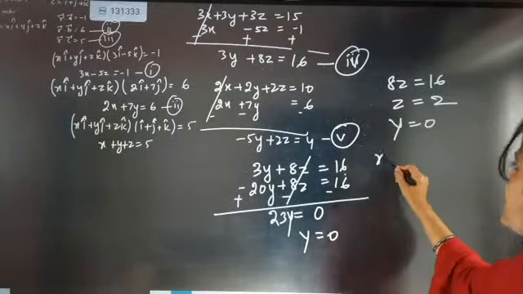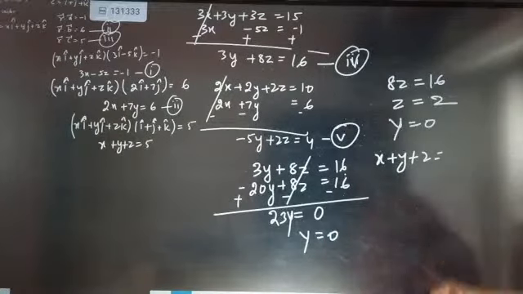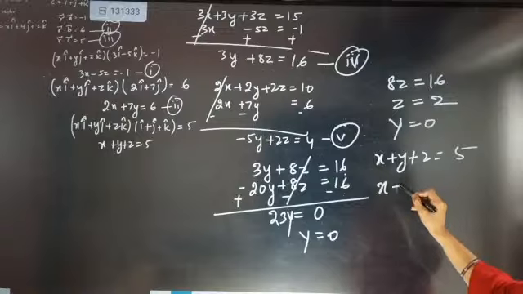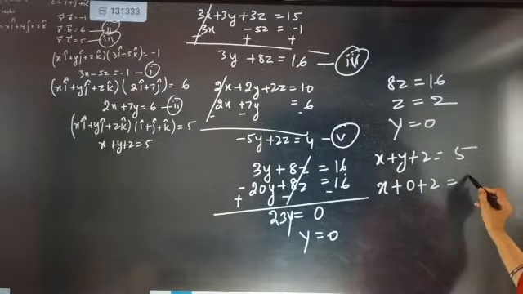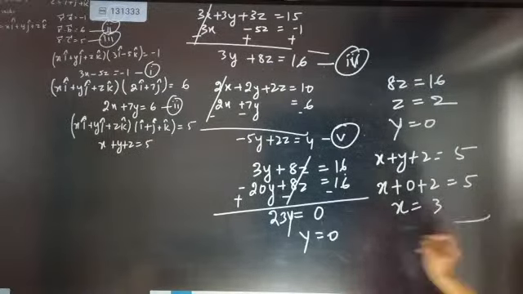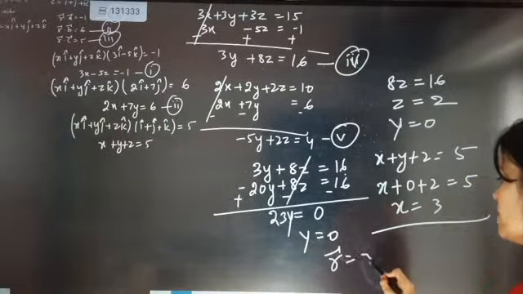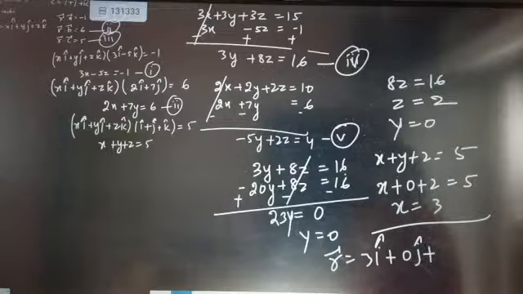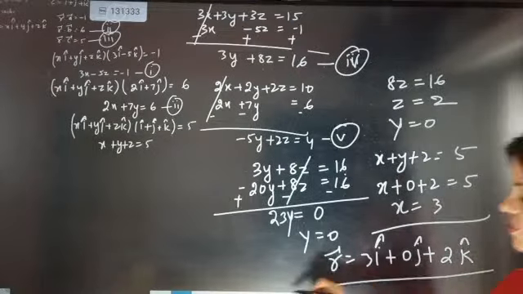So now x plus y plus z. What is given here? 5 is given. So x is what we have to find. Y is exactly 0, z is exactly 2, equal to 5. So x will be coming as 3. Story over. The R vector will be equal to 3i plus 0j plus 2k. Sometimes we do it like this only. Okay, R vector done.